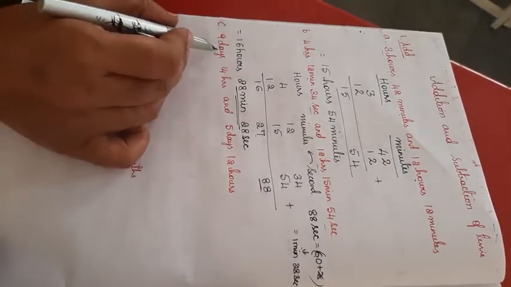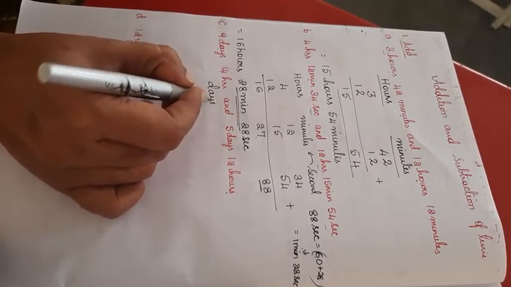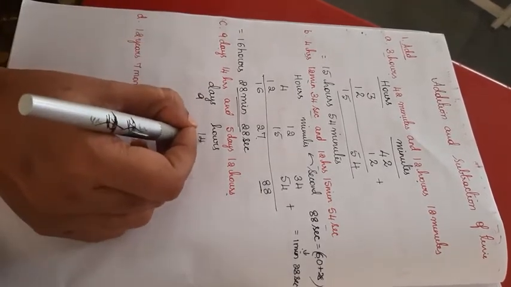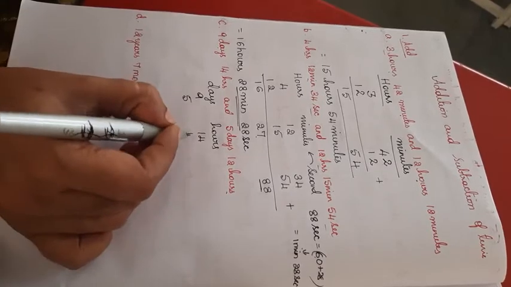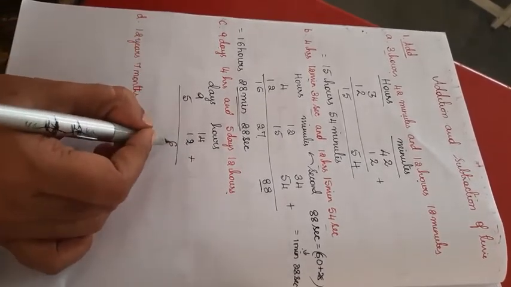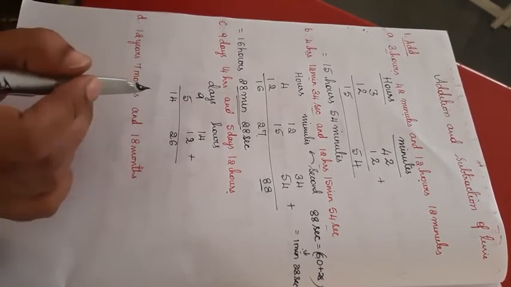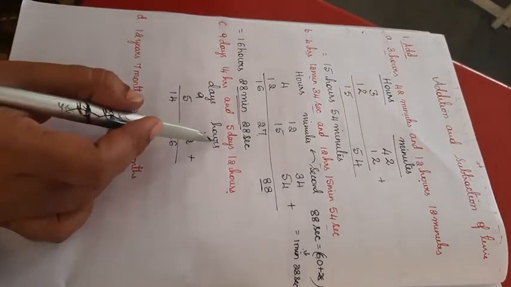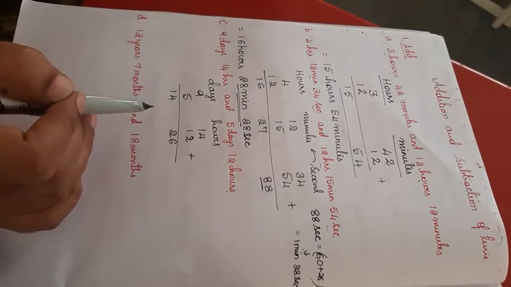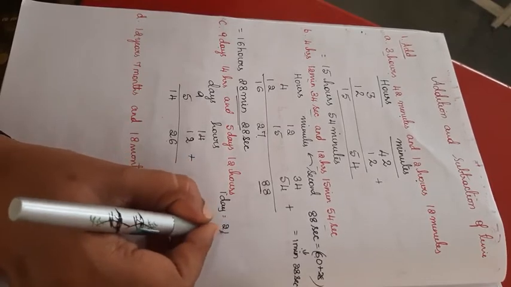Okay. Next, days and hours. 9 days, 14 hours, and 5 days, 12 hours. So what should you do? Add. 4 plus 2 is 6. 1 plus 1 is 2. 9 plus 5 is 14. Now 1 day equals how many hours? 24 hours. We know that 1 day equals 24 hours.